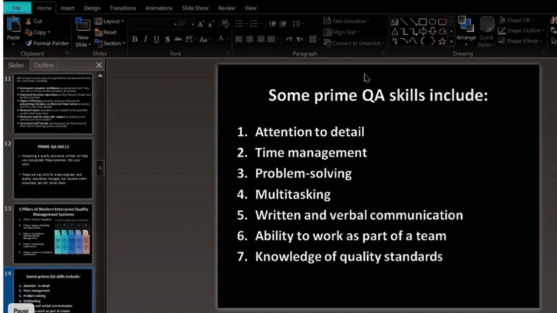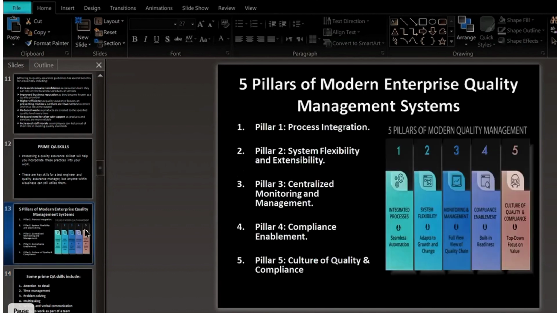अच्छा, मोहम्मद यूनिस का क्वेश्चन है कि which one pillar is closely related to the QA function.